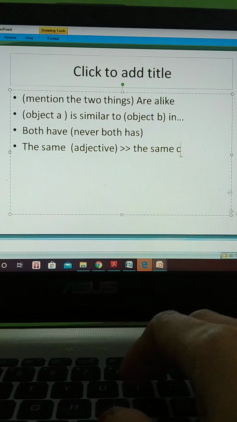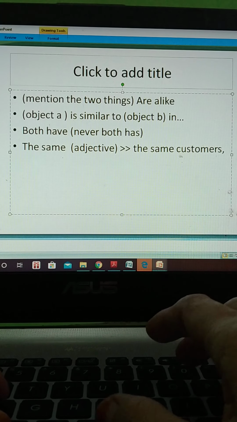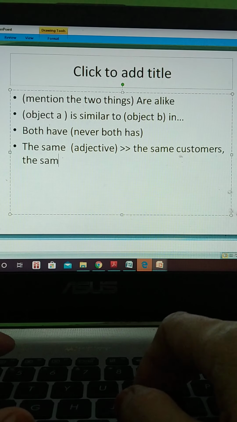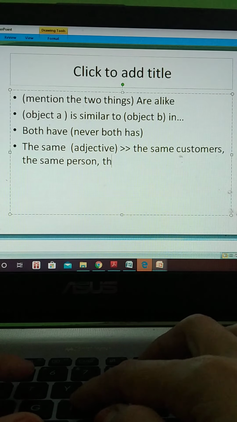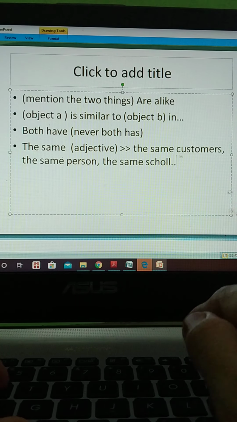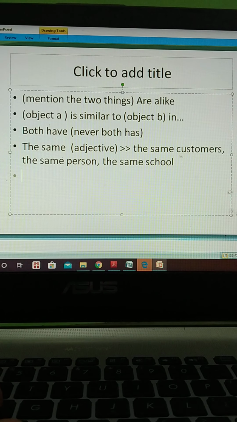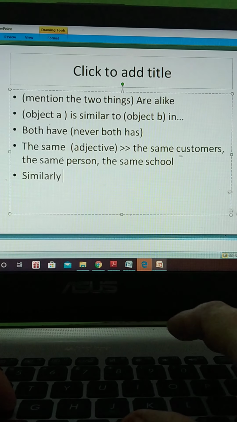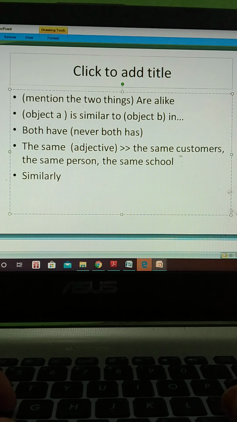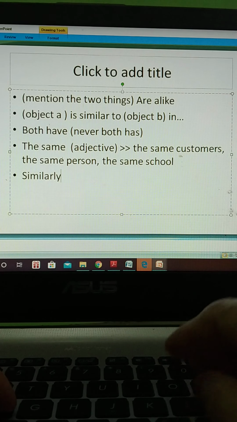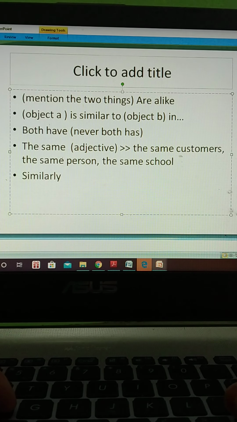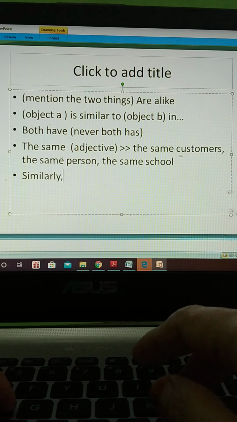The same customers. So the same here as an adjective: the same person, the same school, etc. Okay, and then you have similarly. Similarly is usually put at the beginning as a signal. Jadi kata-kata signal. Sama halnya dengan seperti itu, sama seperti bahasa Indonesia. Similarly, sama.